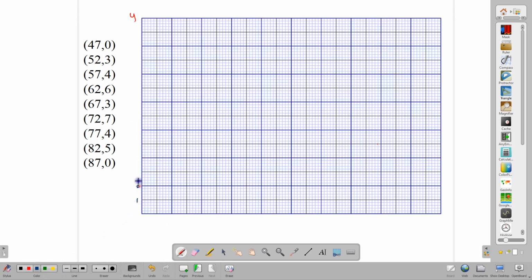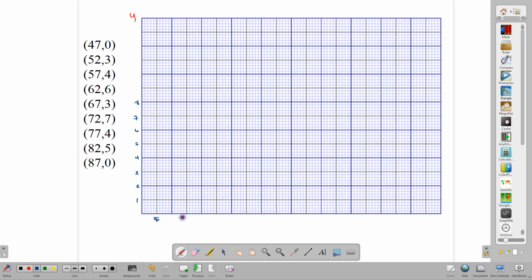1, 2, 3, 4, 5, 6, 7, 8. The highest frequency is 7, so that's good. And then we need to accommodate the 47, so we can start at 45. I'm not going to start the 45 here. I'm going to skip a box and start the 45 here.